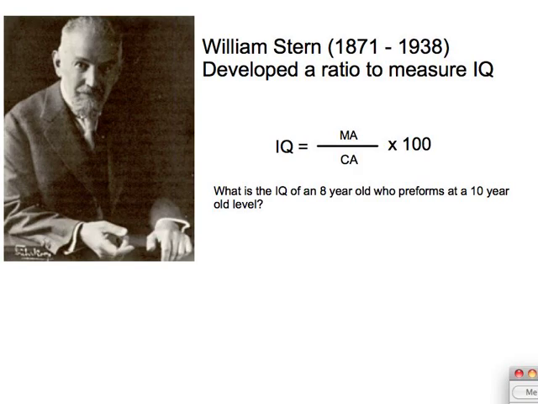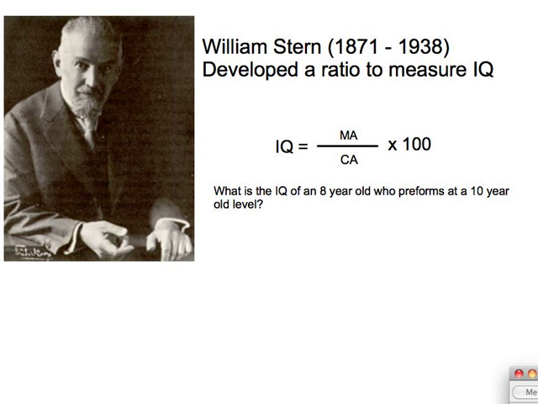This person, William Stern, is going to help develop the first simple mathematical calculation or ratio that we can use to identify an individual's IQ. What he did was he factored the intelligence quotient of an individual to be their mental age, as discussed by Binet, divided by their chronological age. And then you would multiply that times 100.